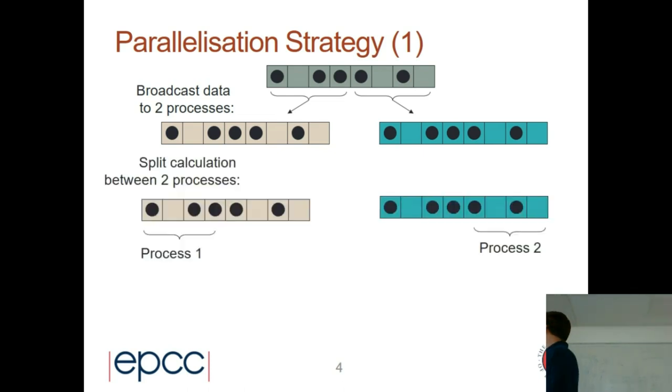So I say, well, I have a copy of the entire road, but if I'm process 1, I'll update the first 4 cells, and if I'm process 2, I'll update the end 4 cells. And I don't need to do any other communication here because I have a copy of the entire road, so I can just update what I need to update. That's fine.